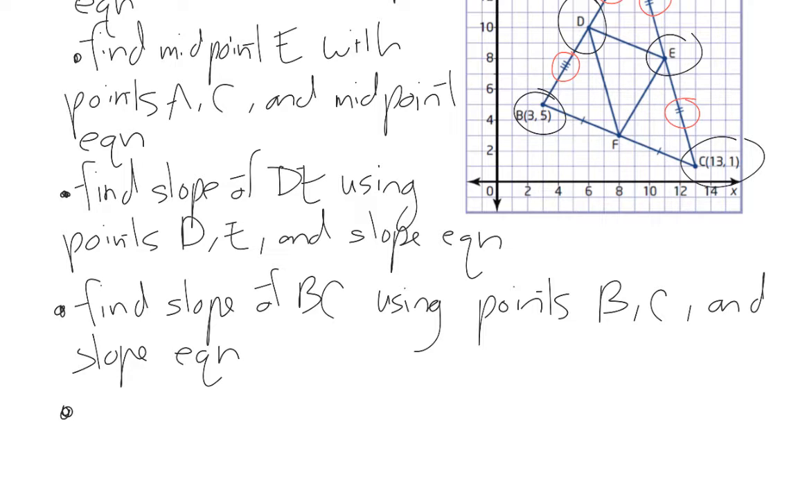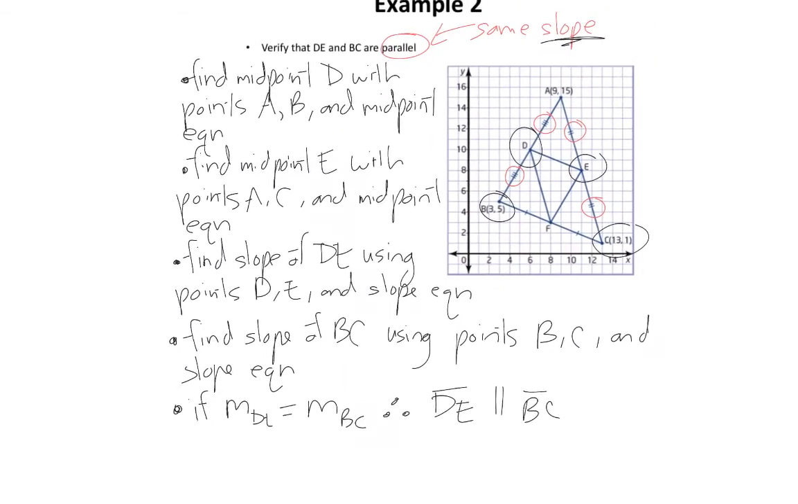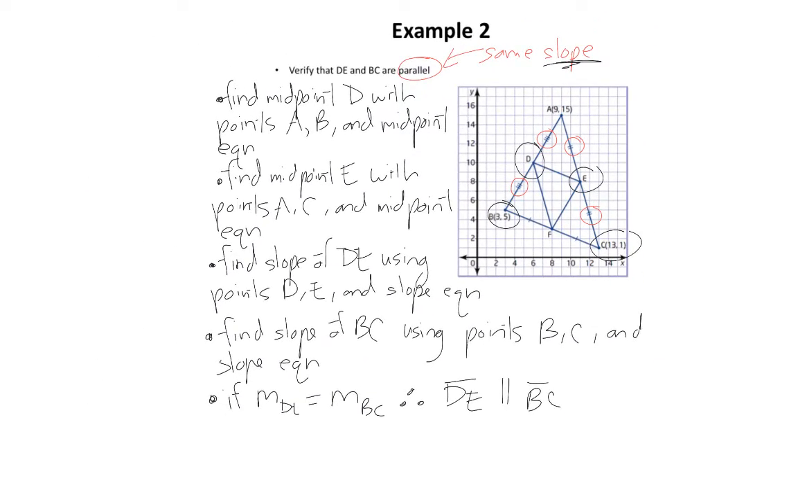You want to compare them. So I'm going to say if the slope of DE is equal to the slope of BC, therefore DE, the line segment DE, will be parallel to the line segment of BC. And that's ultimately what we want to prove. And finally, I'm just going to zoom out to show you all the work that is required for this one example.